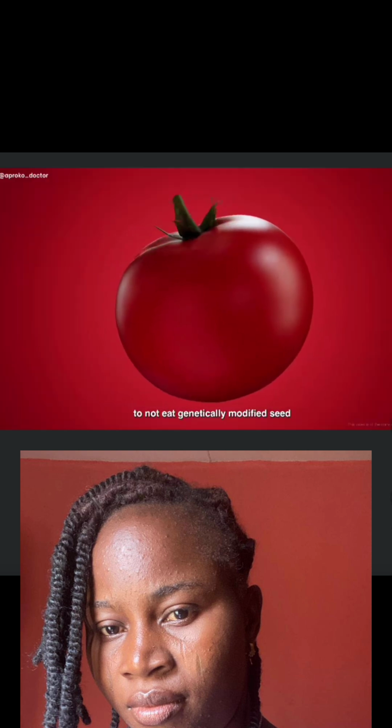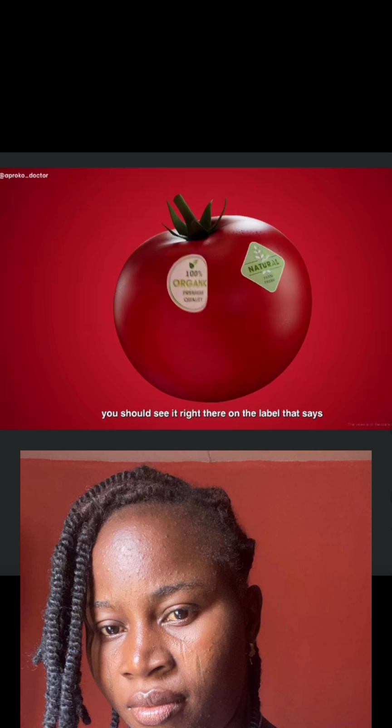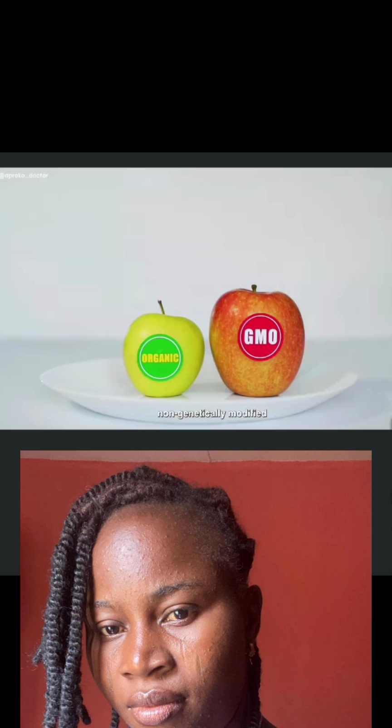What we should now do is that there are certain things that must be put in place. For example, labeling. You should be able to go into a store and choose which one you want. If you say, I personally want to make a choice to not eat genetically modified seeds, you should see it right there on the label that says non-genetically modified or genetically modified organism. You should be able to make that choice, and it should be clear. That has to come into the picture so that everybody can make an informed choice for themselves.